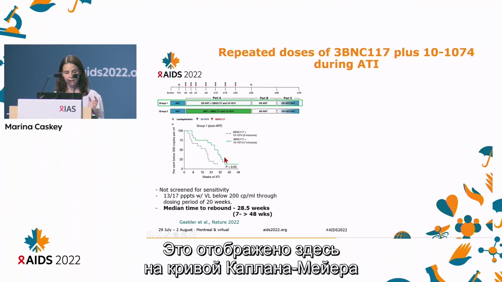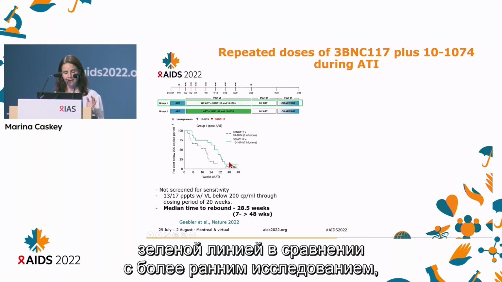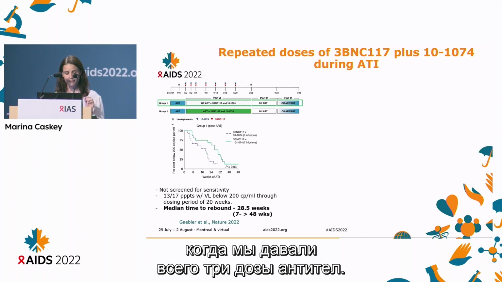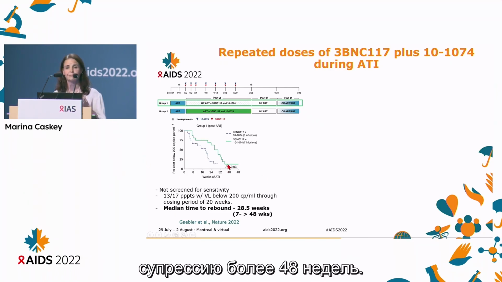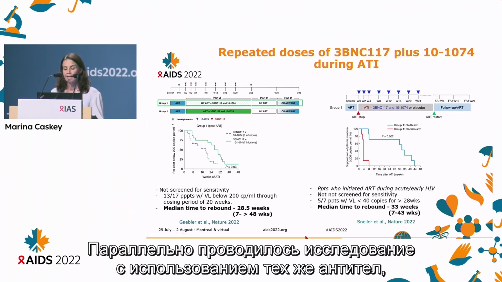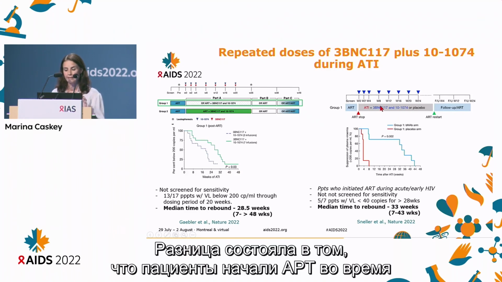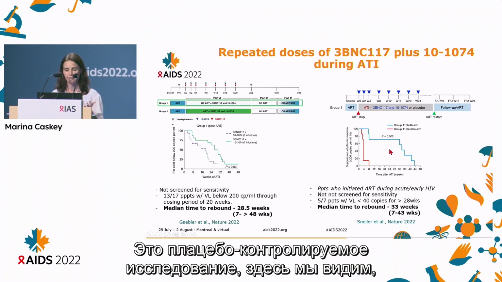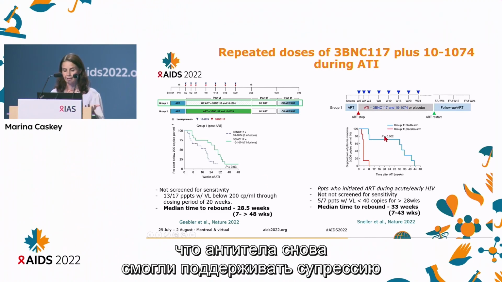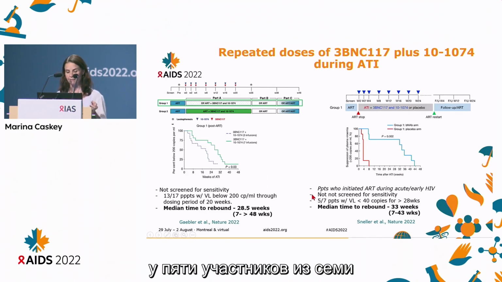And this is what's illustrated here in this Kaplan-Meier curve in the green line, in comparison to an early study where we only gave 3 doses of the antibodies. Out of these participants, there were 2 individuals that maintained suppression beyond 48 weeks. A parallel study was conducted with the same antibodies, with a very similar design. Here the difference is that the individuals had initiated ART during early HIV infection, and it was a placebo-controlled study. And you see here that the antibodies were, again, able to maintain suppression in 5 out of the 7 participants in comparison to placebo.